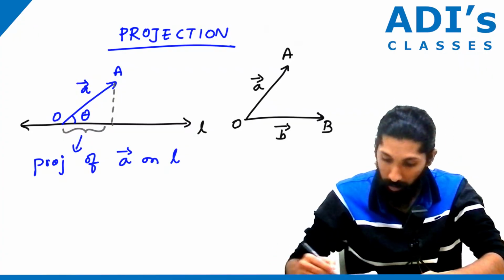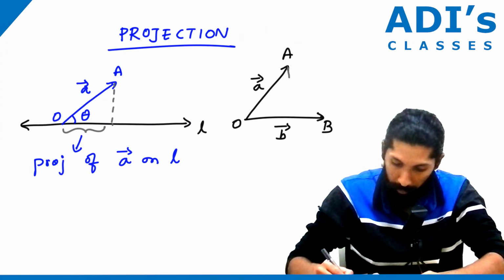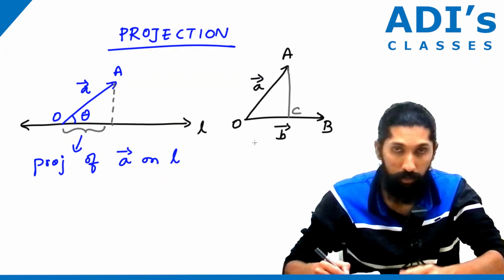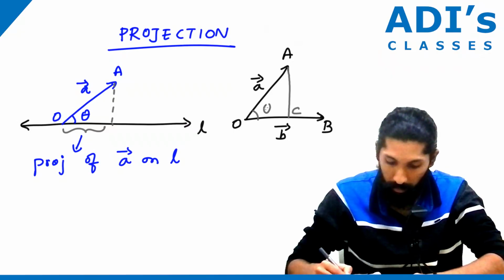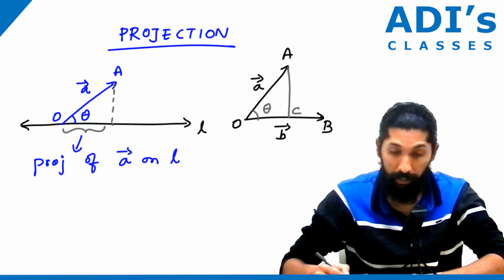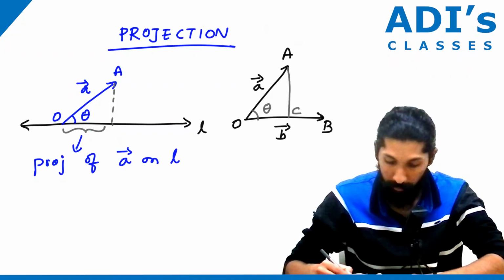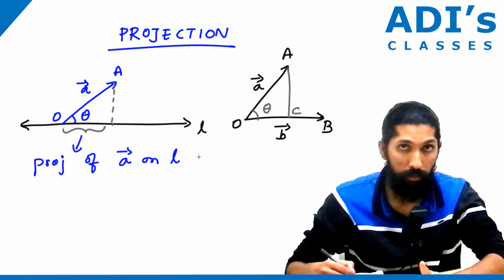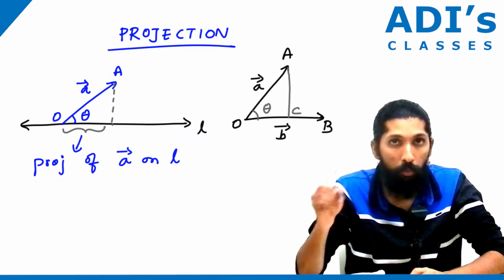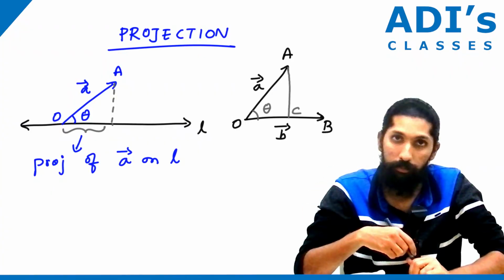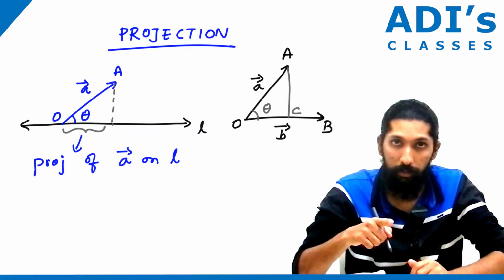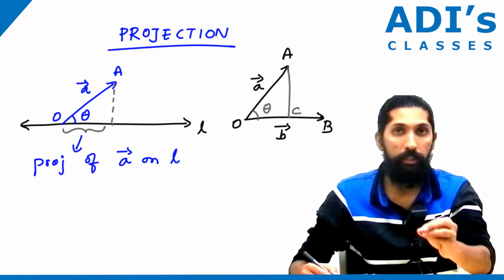That means here A is here, you drop a perpendicular like this. Say this point is C. Assume this is C. Say this angle is theta. Now what we are looking at is that the projection of vector A on vector B is nothing but OC, correct? But what I want you to understand is that OC and OB are collinear vectors, correct? Since they're collinear, their direction is one and the same, the direction of vector B.